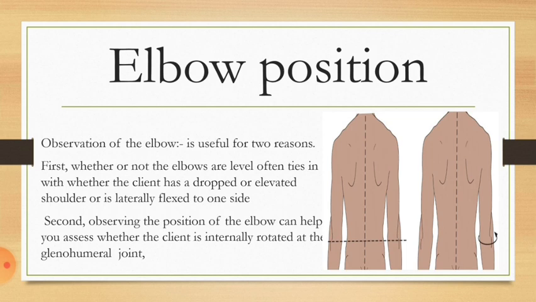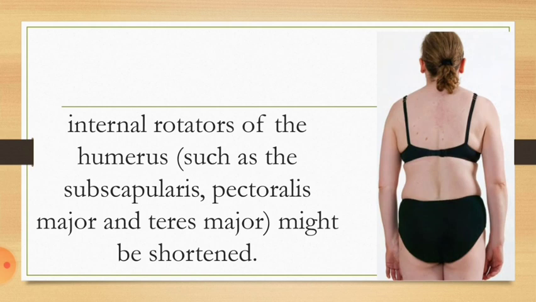Now elbow position. Observing it is useful for two reasons. First, whether or not the elbows are level often ties in with whether the client has a dropped or elevated shoulder or is laterally flexed to one side. Second, observing the position of the elbow can help you assess whether the client is internally rotated at the glenohumeral joint. Internal rotators of the humerus such as subscapularis, pectoralis major, teres major might be shortened.